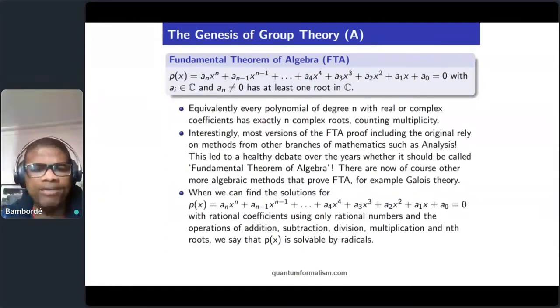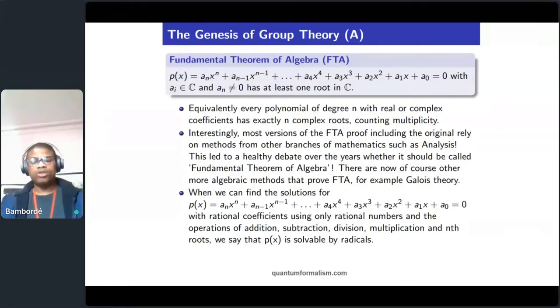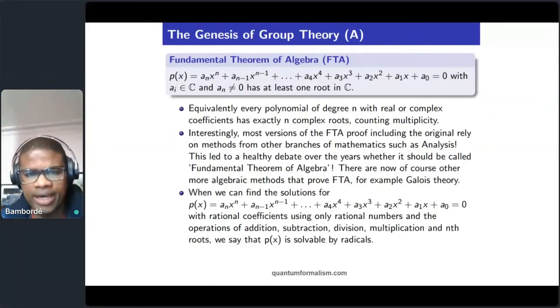Okay, so let's start with this thing called the fundamental theorem of algebra. I abbreviated it with the FTA. So, given a polynomial of degree n, let's say with coefficients in the complex numbers, with a_n obviously different than zero, this theorem says that this polynomial equation has at least one root in C, okay? Or equivalently, we can also say that every polynomial of degree n with real or complex coefficients has n complex roots counting multiplicity, okay? So roots that can repeat themselves. So you don't need to worry about this, okay?